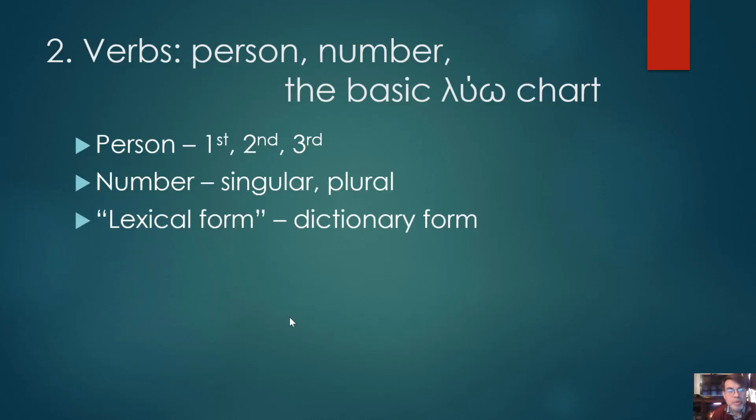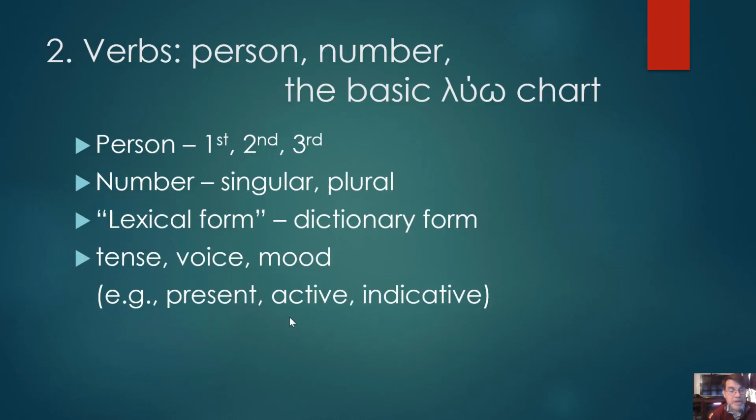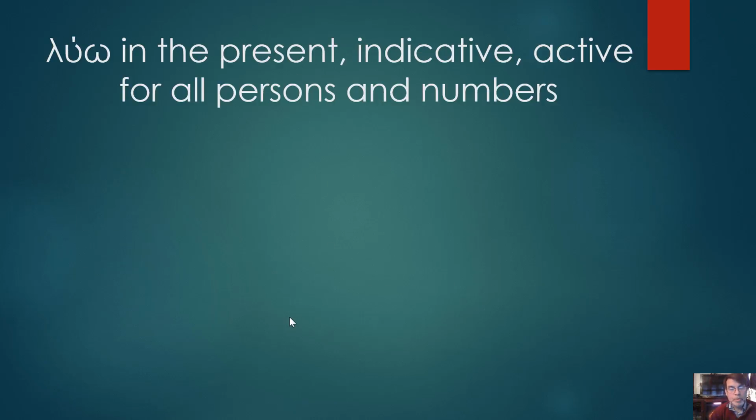Lexical form is what we call the dictionary form, the vocab form. If you click on the Strong's number, that gives you the basic word that you look up in the dictionary. Again, Greek changes the form in actual sentences, so you have to figure out a way to know what the word is when it gets mangled. And then, of course, verbs have something called tense, voice, and mood. Let's dig into that. For example, present, active, indicative: present would be a tense, active would be a voice, indicative would be a mood.